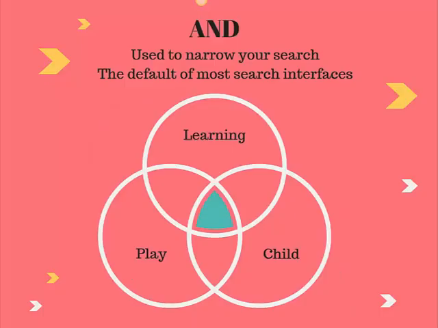So AND is the simplest and the one that you probably use all the time without even knowing it, because it is the default for most search interfaces. And what AND does is basically means that for every keyword you have, you want that keyword to appear in the results. So here, you're not just looking for results that have learning and play, or play and child. You want results that have all three. So you're narrowing it down to this little blue triangle where all three results meet.